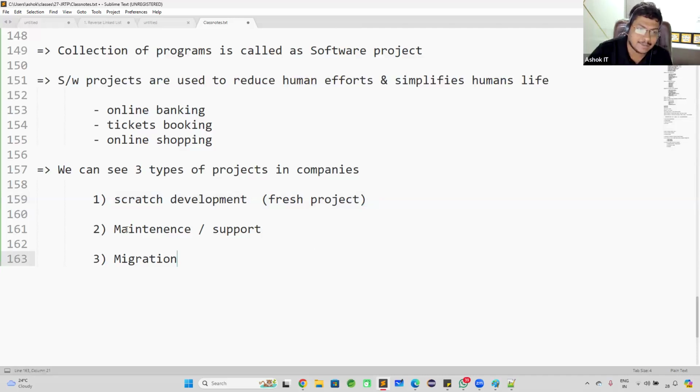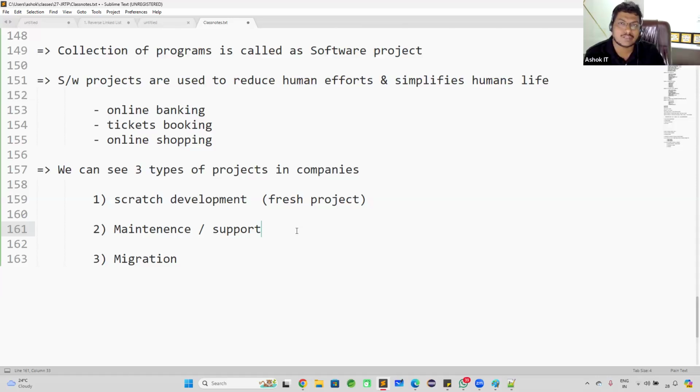And in the same company, you can see the second category of projects, nothing but maintenance projects. What is the meaning of maintenance projects? The project development is already completed. Customers are already using our application, but we are maintaining that project. We are providing support for that project.